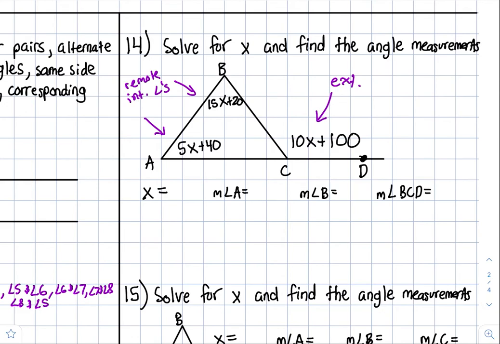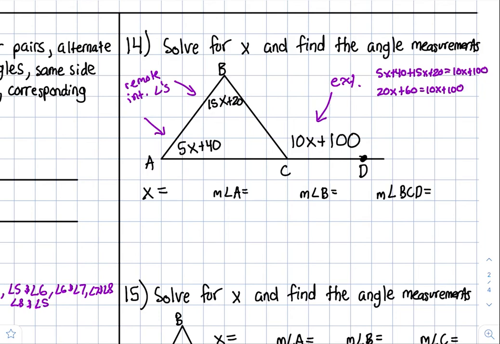So, recap. That's your exterior angle. Those are your two remote interior angles. The exterior angle theorem says the exterior angle is equal to the sum of the two remote interior angles. So now we can make our equation: 5x plus 40 plus 15x plus 20 is equal to the exterior angle, which is 10x plus 100. So now we can solve. 5x plus 15x is 20x, 40 plus 20 is plus 60, equal to 10x plus 100.